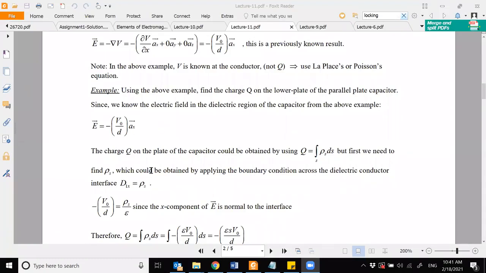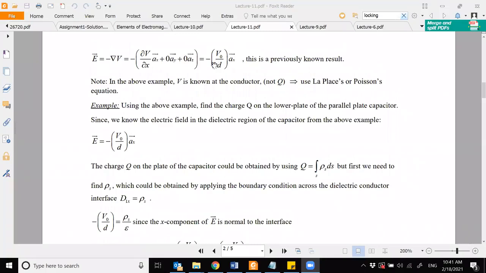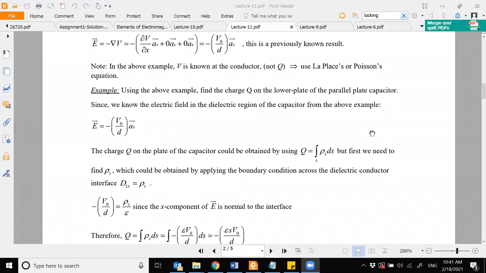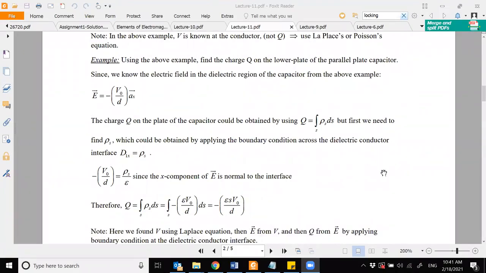So this is the next example. It is saying that if this is the electric field of my capacitor, can I find the charge on the lower plate of the parallel plate capacitor? Now, think about it. How can you find the charge? Because we know that to find the charge it is the integral of rho_s dS. But first, we need to find rho_s. How can you find rho_s? How can you find the surface charge?